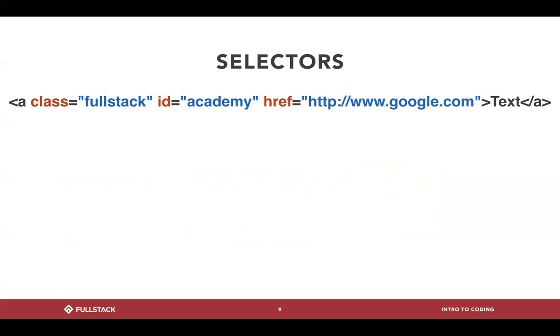Okay, good deal. So as we talked about yesterday, on this element, we have 3 attributes: we have a class, we have an ID, and we have an href. You can use any attribute to create a selector. You can also use just the actual HTML tag. So you have a tag which is an A, you have the class which is full stack, you have an ID which is academy, and then you have this other attribute, href.